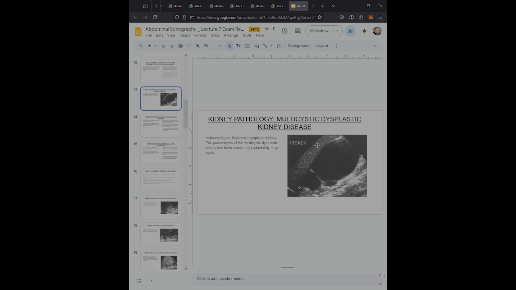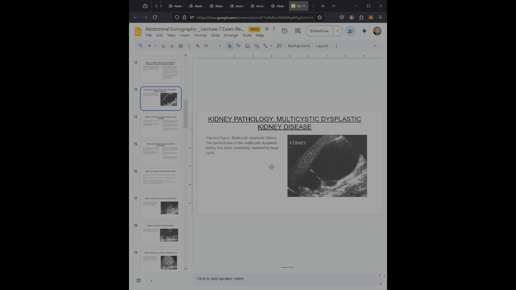Multicystic dysplastic kidney disease is thought to be caused by an early or first trimester obstruction of the ureter. There is typically no normal functioning renal tissue present in the kidney that is affected by this, and if this condition is bilateral, it is fatal.